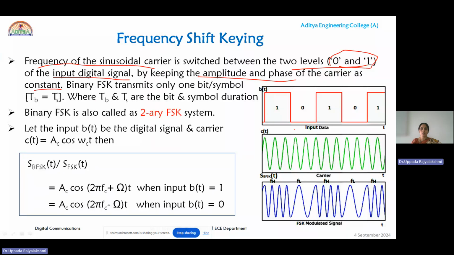In this figure, you can observe that our input data is a digital signal, which is in the form of 10101, and this is our synchronous carrier. And here in the FSK modulated signal, you can see that for data bit 1, there is a change in the frequency of the carrier to some higher frequency FH.